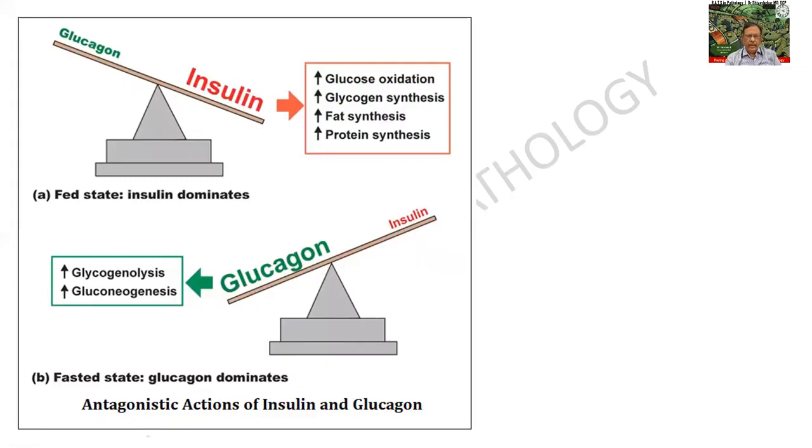Another one that I felt was good enough was always there is a kind of a balance between insulin and glucagon. Both are being provided by the pancreas. The insulin will lead to increased glucose oxidation, glycogen synthesis, fat synthesis, and protein synthesis. All are being increased. Whereas glucagon leads to glycogenolysis and gluconeogenesis, the opposite effects of insulin. Somewhere there has to be a balance between the two.